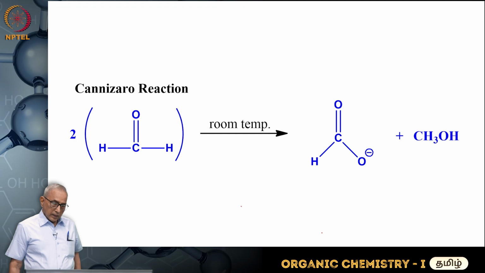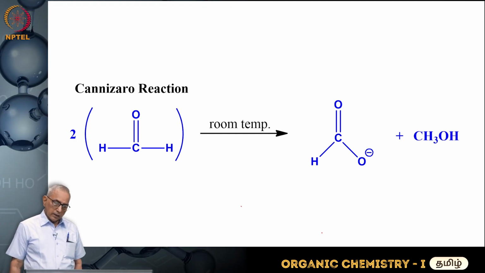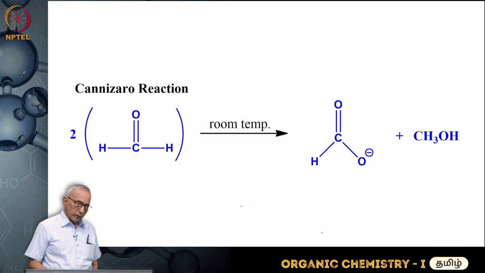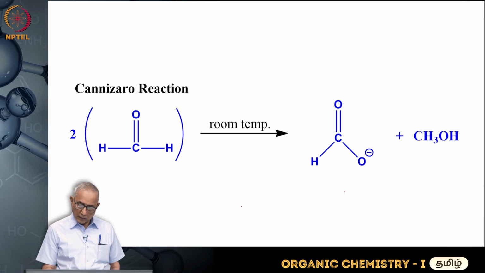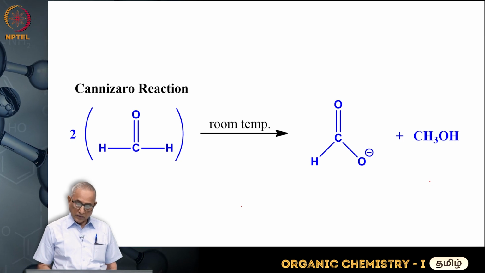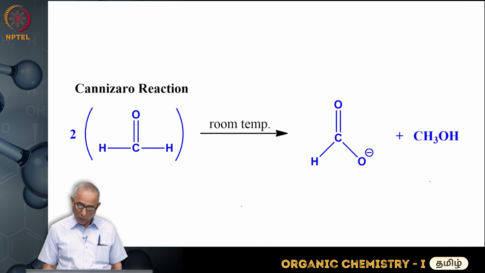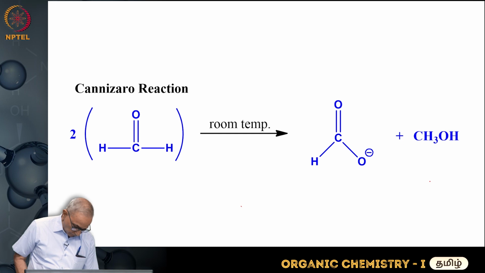Next is the Cannizzaro reaction. This is a typical reaction. First with an aldehyde: when two formaldehyde molecules react, one formaldehyde gets oxidized and another formaldehyde gets reduced. It's called a disproportionation reaction. One gets oxidized and the other gets reduced. This is the Cannizzaro reaction.